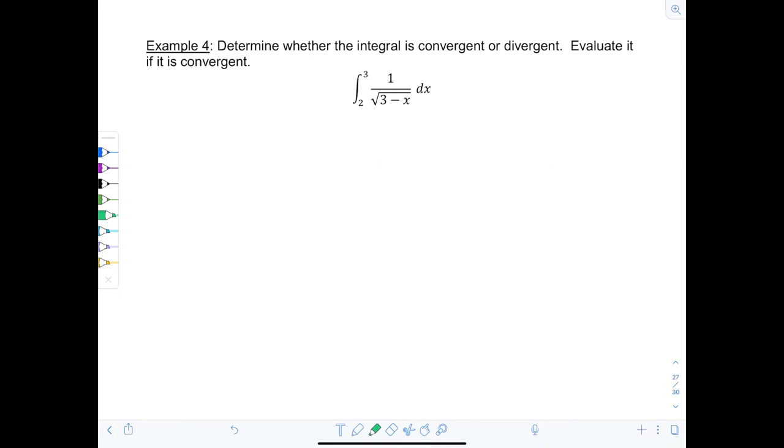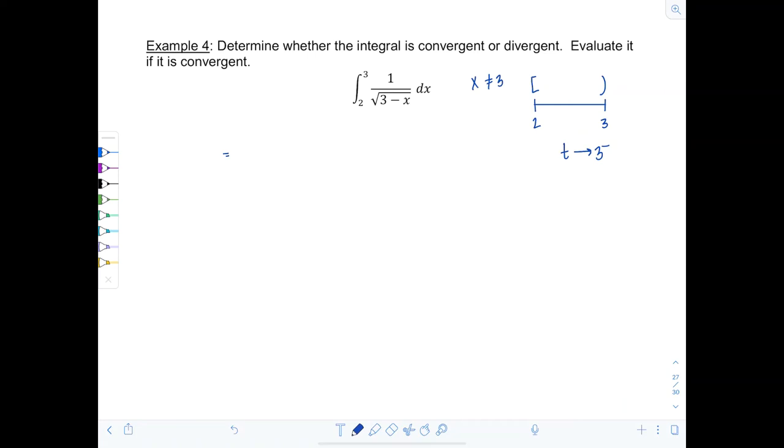So you just have to have your wits about you and go, oh my goodness, look at it, the limits are from 2 to 3, but since I have 1 over rad 3 minus x, 3 is not in the domain. x cannot be equal to 3. So that's where my discontinuity is. Since the interval goes from 2 to 3, here's 2, here's 3, we're including 2, we're not including 3, I'm going to take the limit as t approaches 3 from the left.